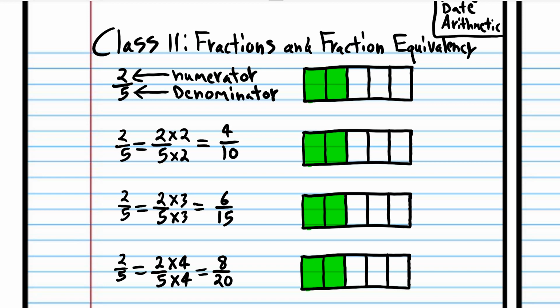So the fraction of the whole is 2 out of 5, or we say it as 2/5. The number at the top of the fraction is called the numerator, and the number at the bottom of the fraction is called the denominator. The reason the number at the bottom is called the denominator is because the word denominator means whatever you're counting. In this case, we're counting fifths. 1, 2, 3, 4, 5. So the denominator tells us what exactly we're counting.